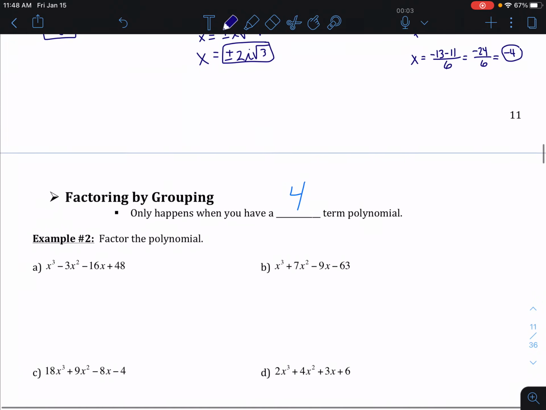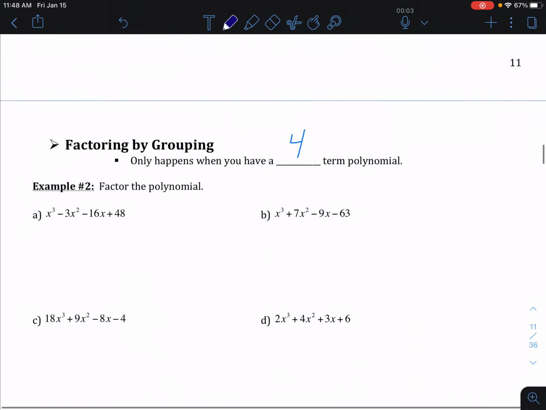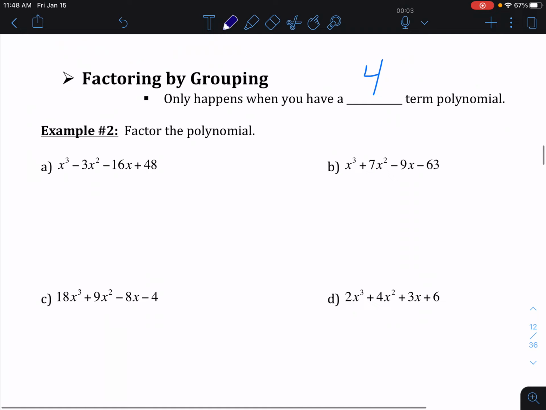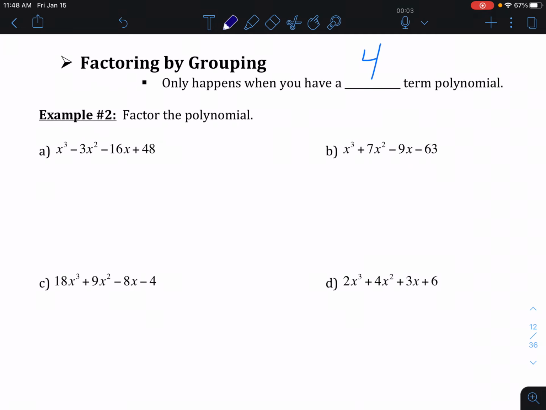Okay, we are back with part 2 here. We're going to be factoring by grouping. You guys have never seen this before, but it shouldn't be hard. Actually, it will only happen when you have a 4-term polynomial. As you can see in these 4 problems, they all have 4 terms. And as long as you guys are good on GCF, you're going to be great on this.